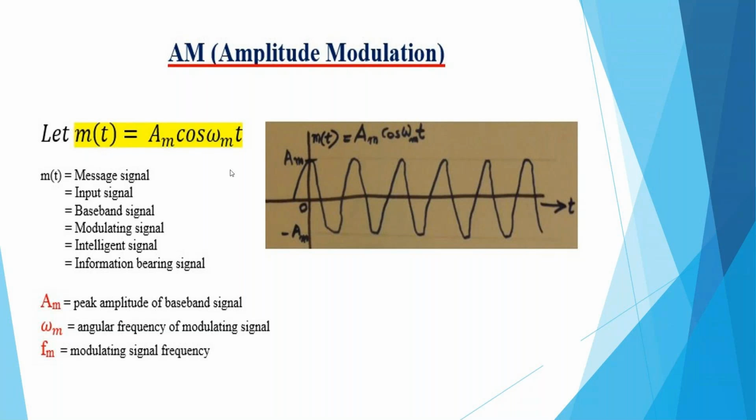This also has several other names. It is called the message signal, input signal, baseband signal, modulating signal, intelligence signal, or information-bearing signal. It carries the important message in the radio wave. And this is the mathematical part: it is the peak amplitude of the baseband signal, and in this case ω is the angular frequency of the modulating signal and the modulating frequency. This is part of the mathematical tool of amplitude modulation.